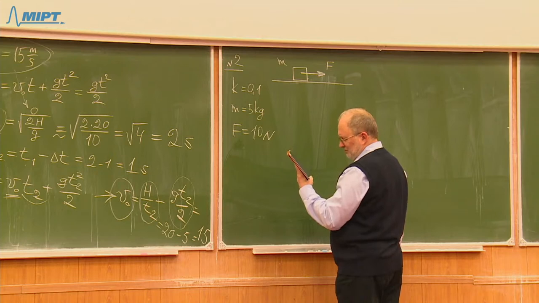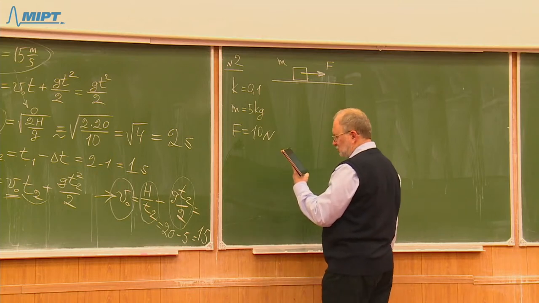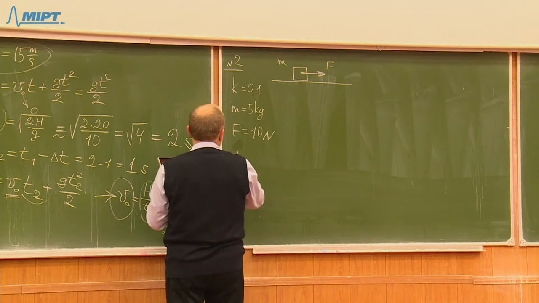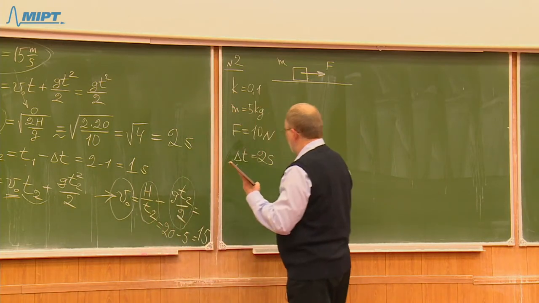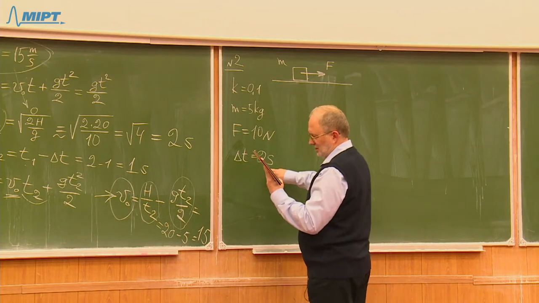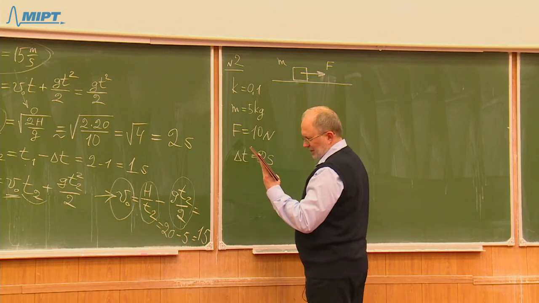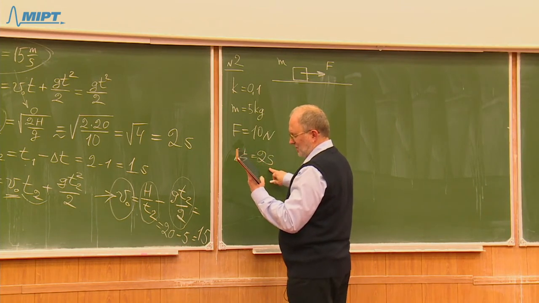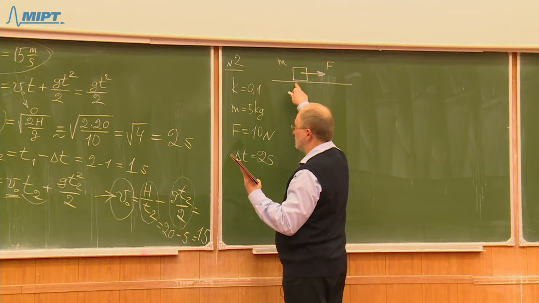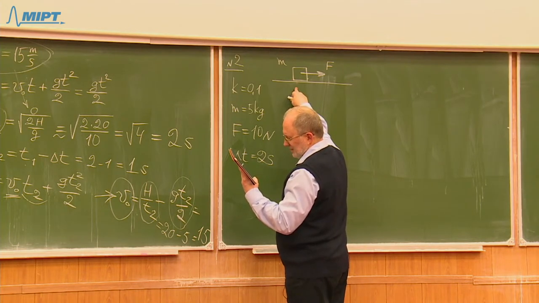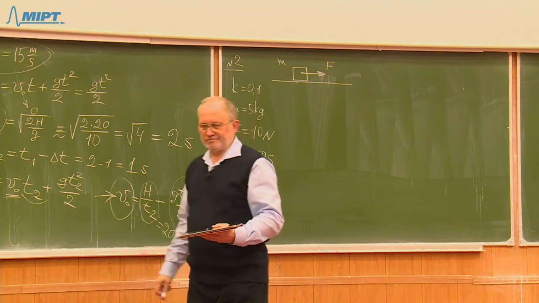What work will be performed by force F during the first 2 seconds? So we have a time interval, 2 seconds is given, and we need to find the work done by the force F during the first 2 seconds of bar motion. What will be the kinetic energy of the bar by that moment? The initial speed of the bar is 0. Initially it was at rest. Air drag is negligible.